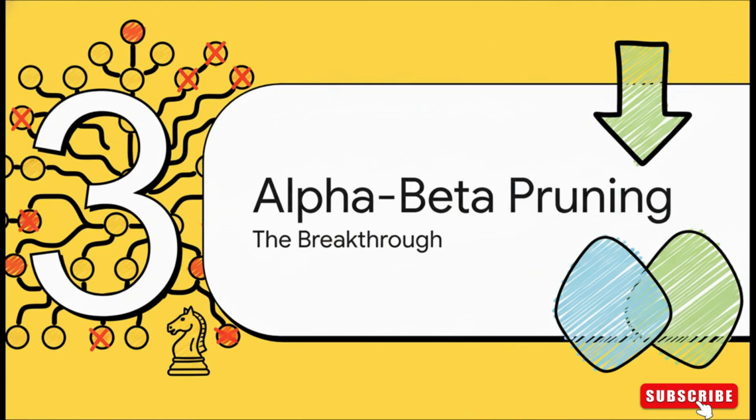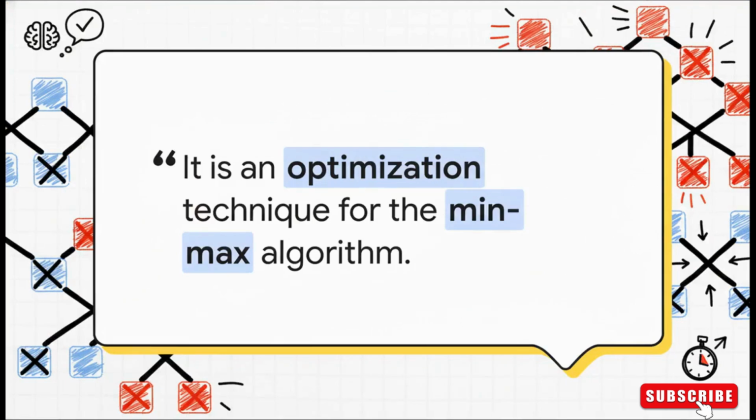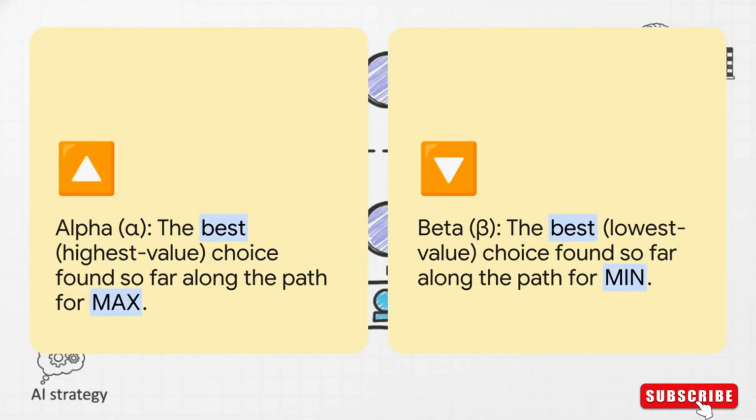It's a really brilliant optimization. The whole goal of alpha-beta pruning is to get the exact same result as Minimax, but to do it way faster. It does this by intelligently ignoring, or pruning, entire branches of the game tree that it can prove won't have any effect on the final outcome. So how does it do this? Well, it uses two variables, alpha and beta. Think of alpha as the best score, the highest value, that the max player is guaranteed to get so far.